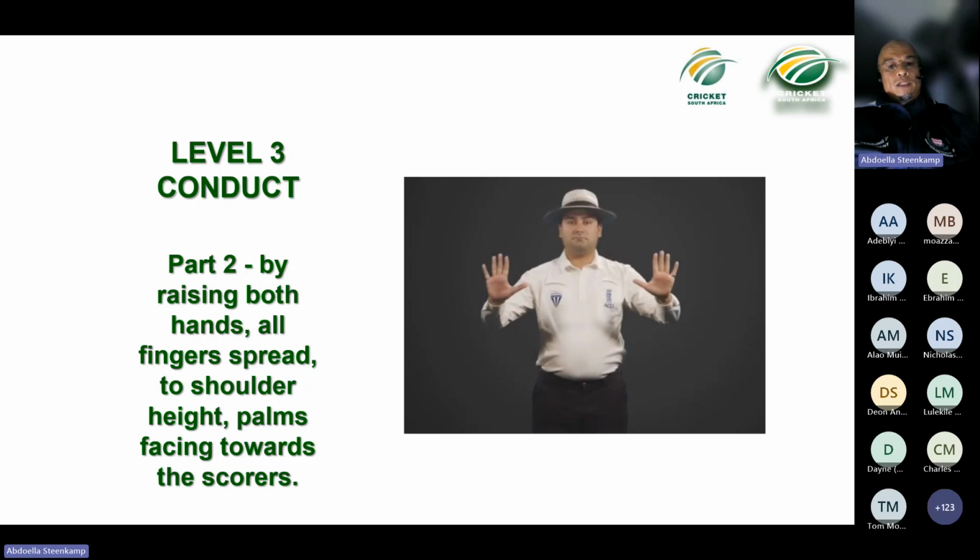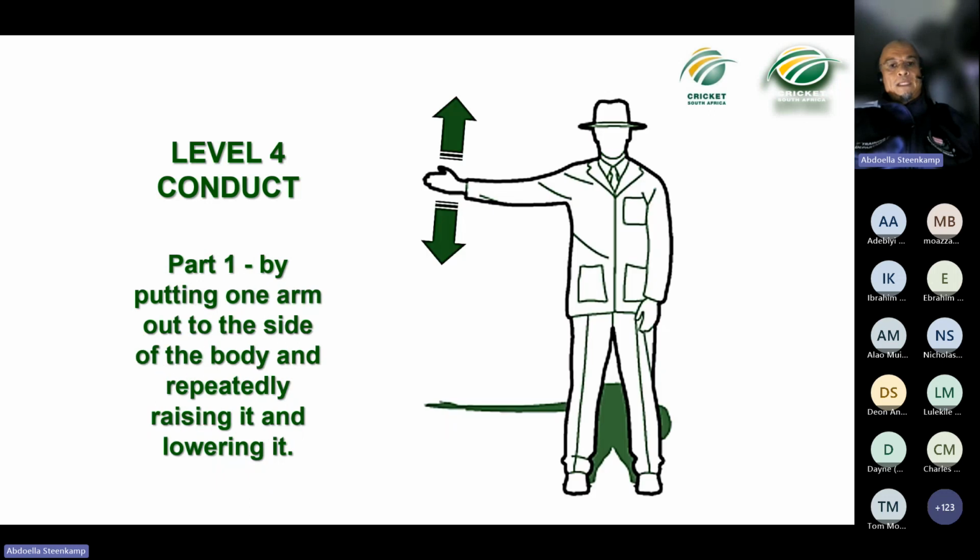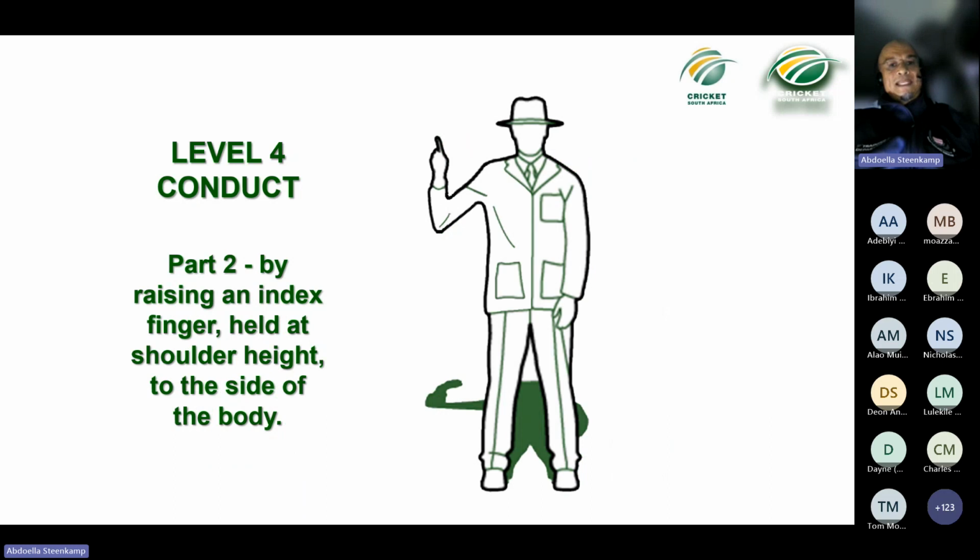That's why it's important when you signal boundary 6, you keep your hands above your head. But when you give your second signal for the level 3, your open palms facing the scorers need to be about shoulder level. Level 4 conduct also has two signals. First signal the same, by putting your horizontal arm and then lowering it up and down.